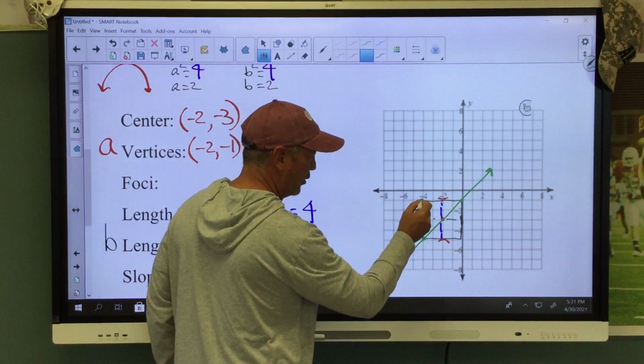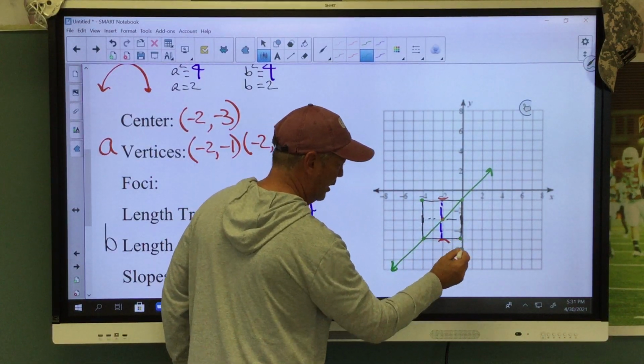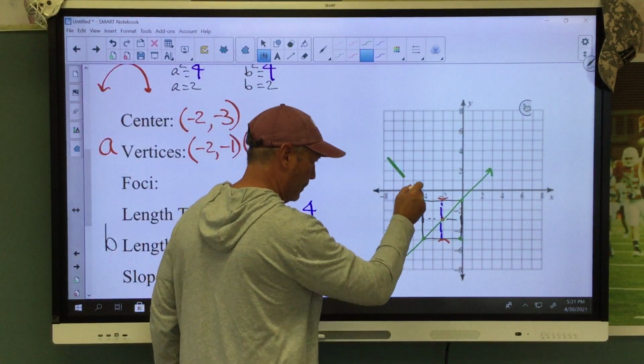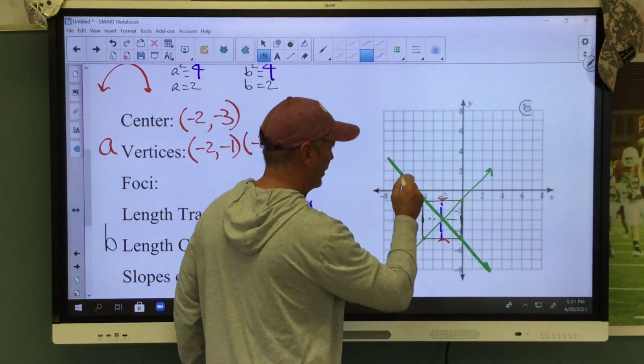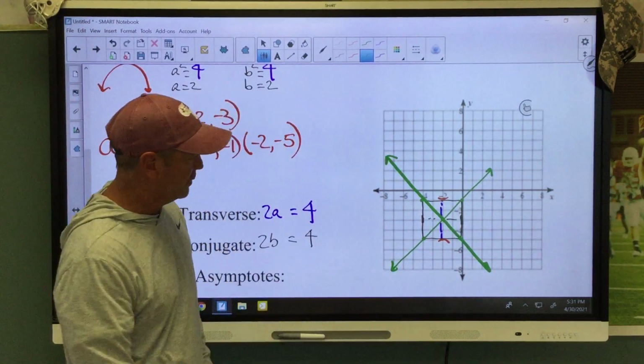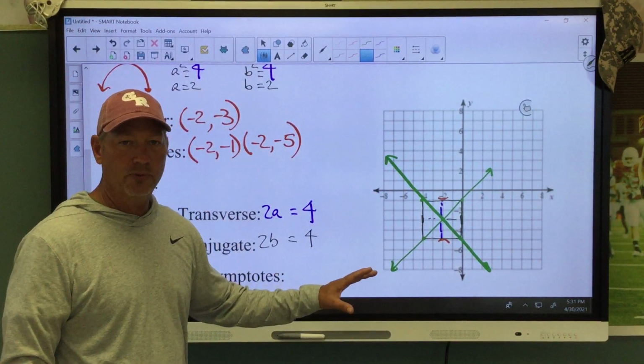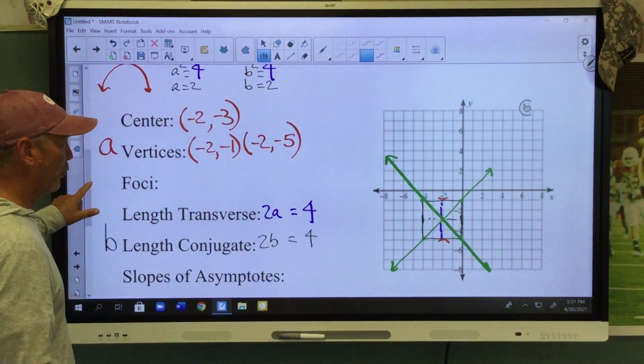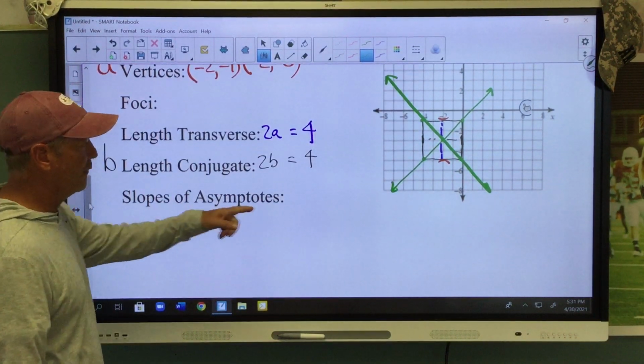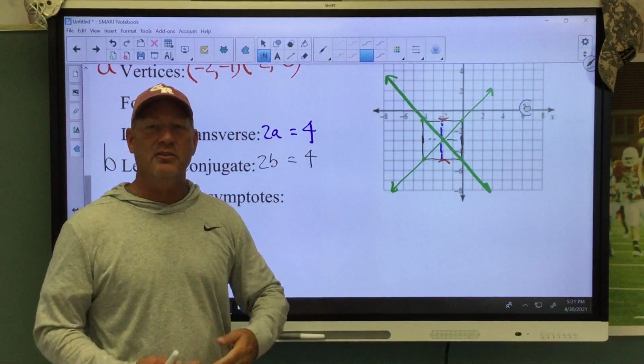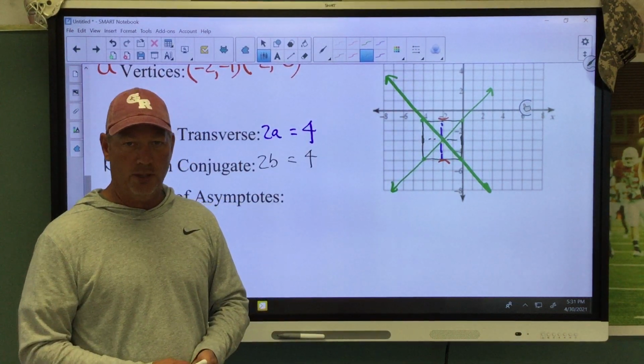And we're going to go through the other corner and the center and draw another asymptote. Okay, that's all I got. But those are your asymptotes. But we're going to ask you for the slopes of those asymptotes. And slope is always rise over run.